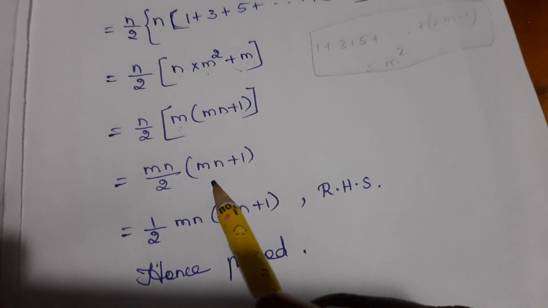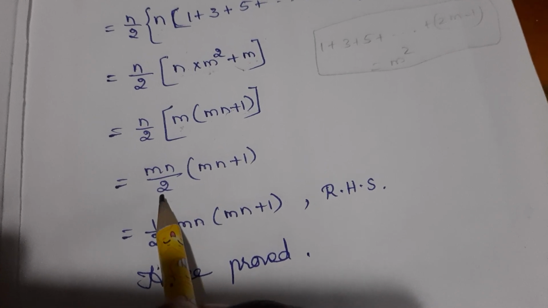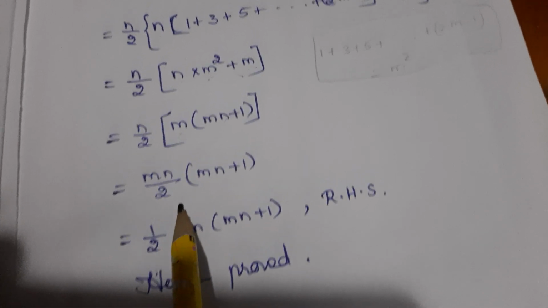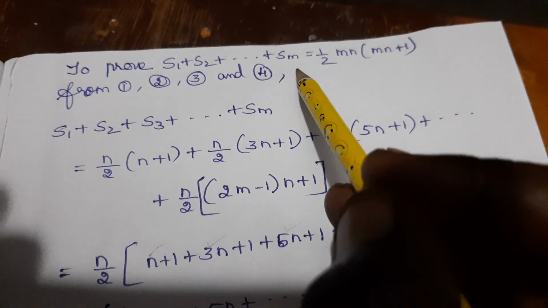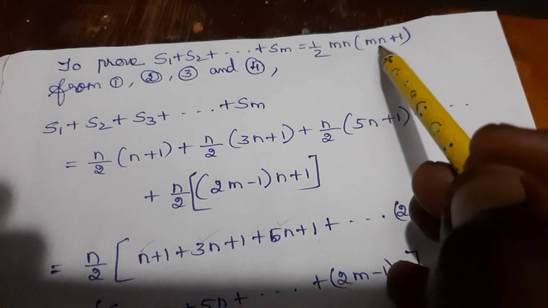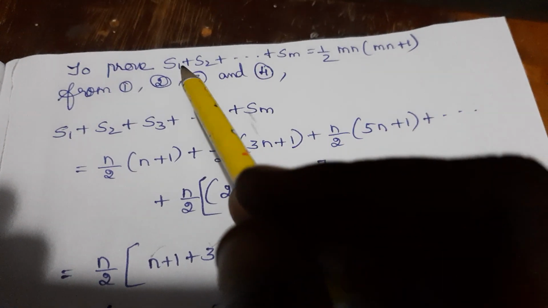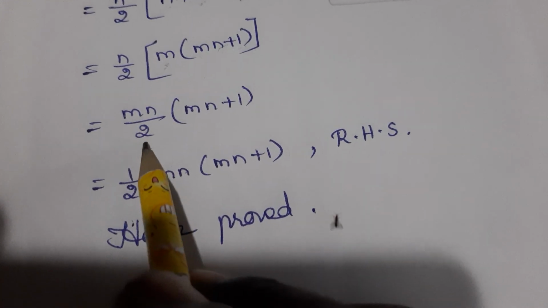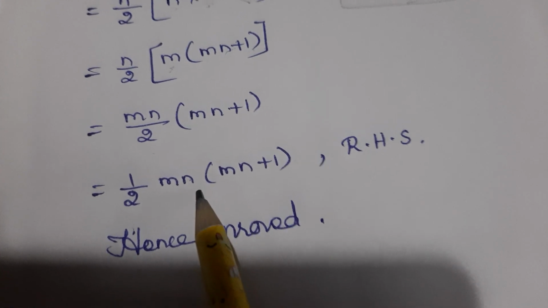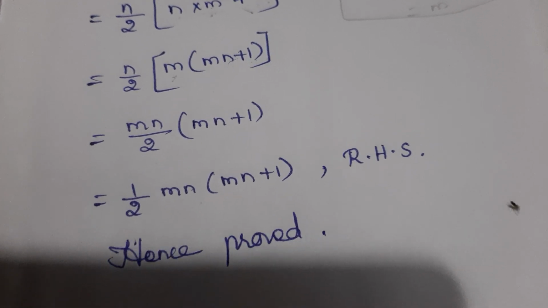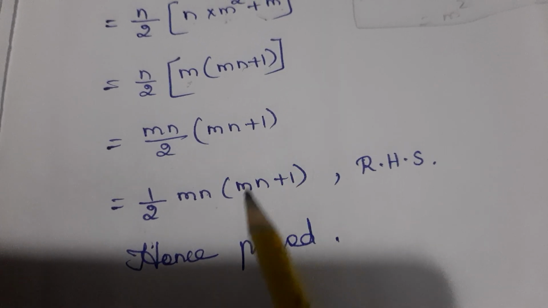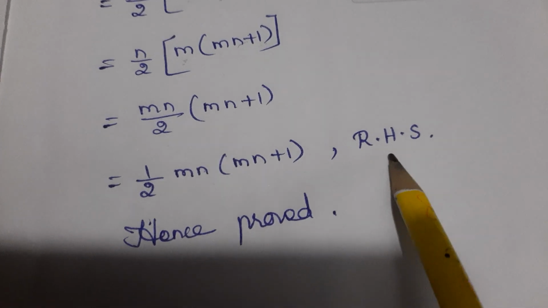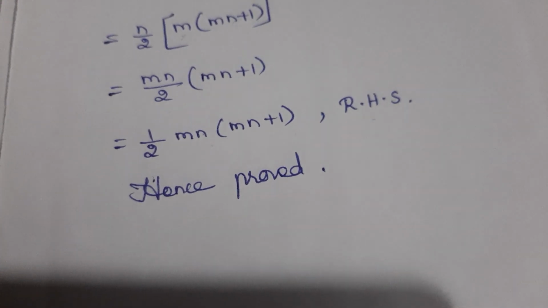Is it correct? Okay. Next, for the answer, in the question they said to prove S1 plus S2 plus etc. plus Sm equal to 1 by 2 into mn into (mn plus 1). Since they said to prove in this pattern, we can change this mn by 2 as 1 by 2 into mn. Only for this condition we are changing this mn by 2 as 1 by 2 into mn. The remaining is the same, (mn plus 1). So we get the RHS. We can write hence proved. Understand?